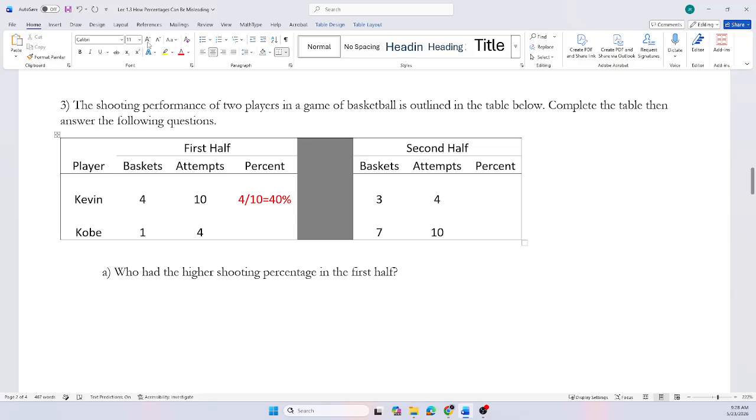And then let's do it for Kobe. Kobe made 1 out of 4, which comes out to 25%. And now let's do the same thing over here. In the second half of the game, Kevin made 3 out of 4 baskets, which comes out to 75%. And Kobe made 7 out of 10, which will come out to 70%.